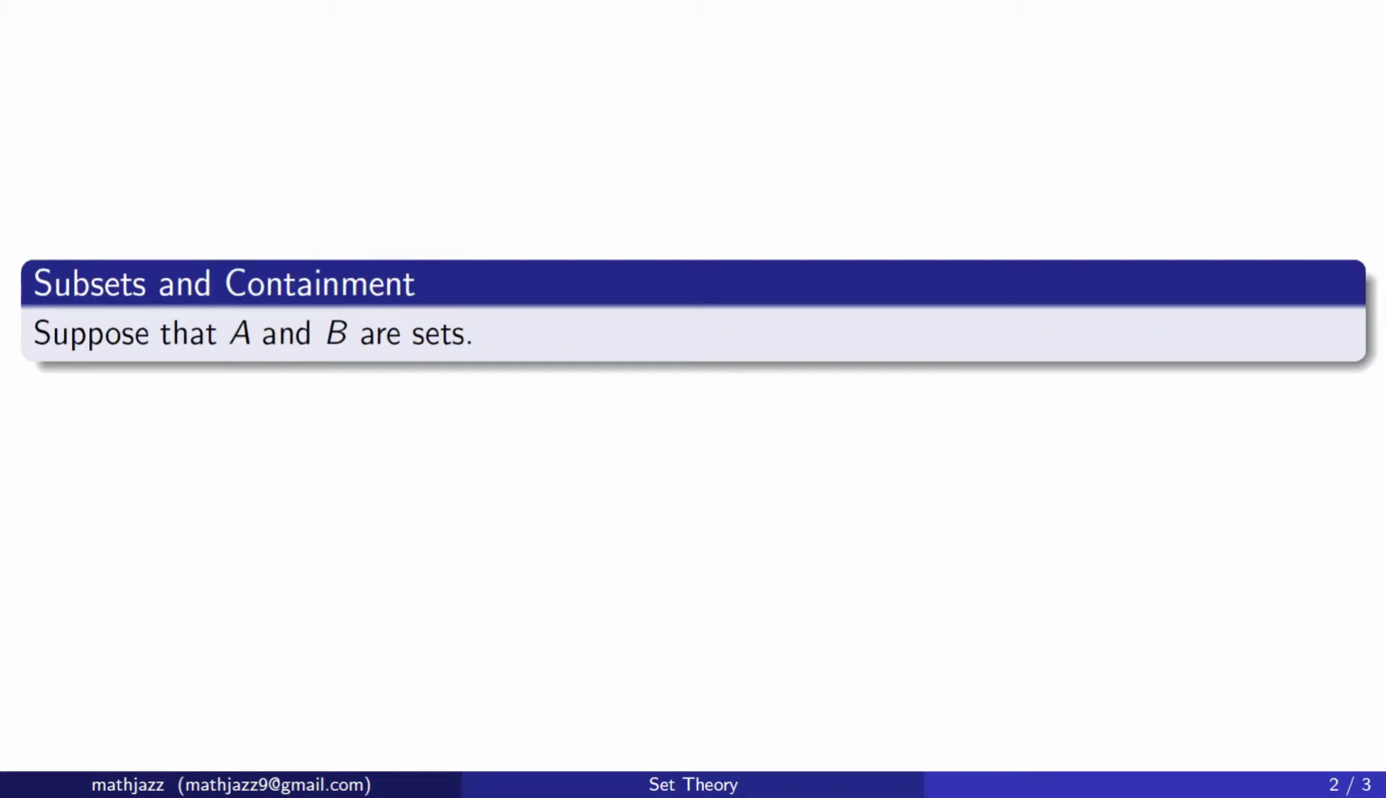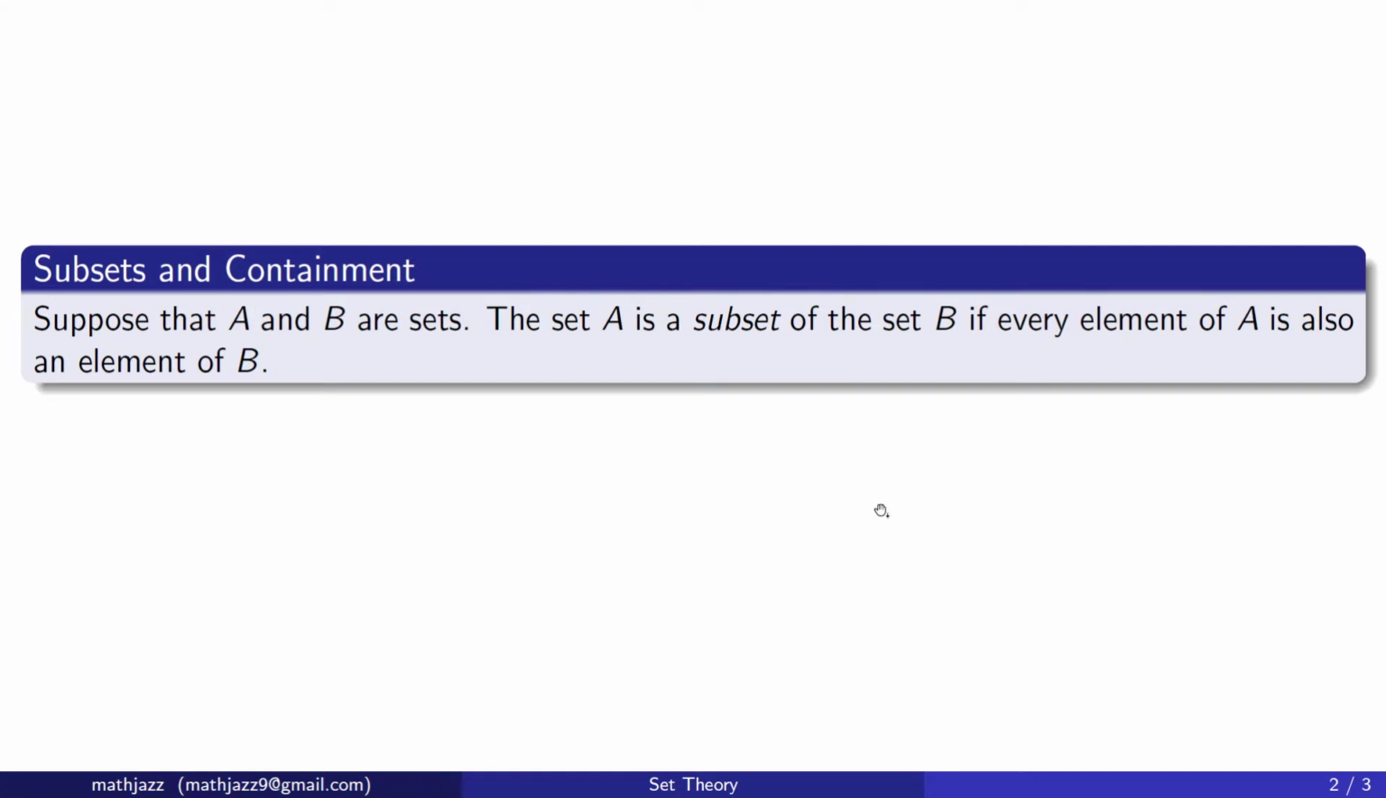Okay, so now we talk about subsets and containment. Suppose that we have two sets, A and B. A is a subset of B if every element of A is also an element of B. For example, the even numbers are a subset of the integers. Every even number happens to also be an integer. Therefore, the even numbers are a subset of the integers.